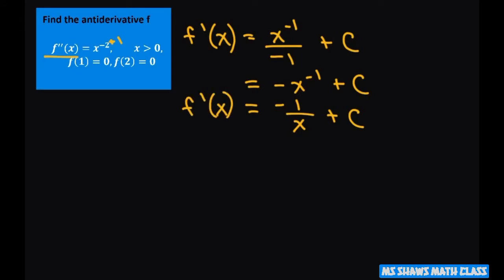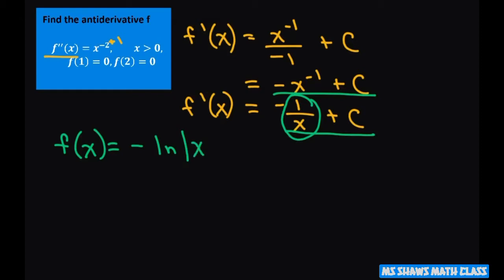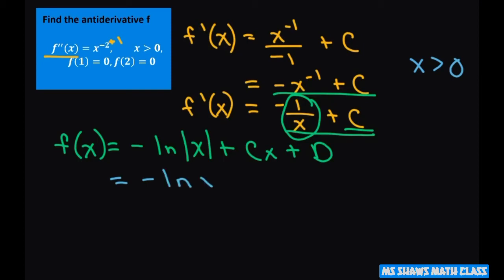Now let's go to our original f that we're looking for. So now we take the antiderivative of this. You're going to add 1. Remember, the antiderivative of 1 over x is ln of x. So it's negative ln of the absolute value of x. And then for this, that's going to be cx. Then we have to add another constant, d. All right, we also can take away the absolute value sign because x has to be positive. So we can write this as negative ln of x plus cx plus d.